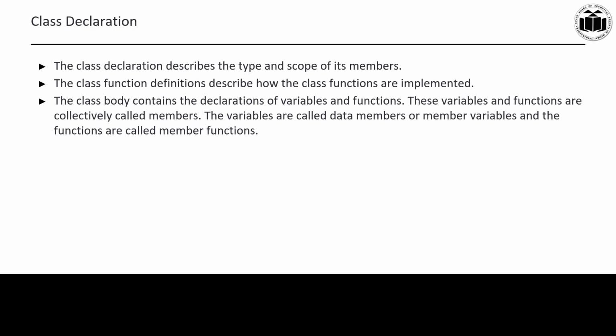Now class declaration describes the type and scope of its members. Then class function definition describes how the class functions are implemented. So class declaration contains the type and scope of its members, where we will declare the data members and member functions, and in class function definition we will implement those functions. So the class body contains declaration of variables and functions. These variables and functions are called the members of the class. The variables are called data members or member variables, and the functions are called member functions.